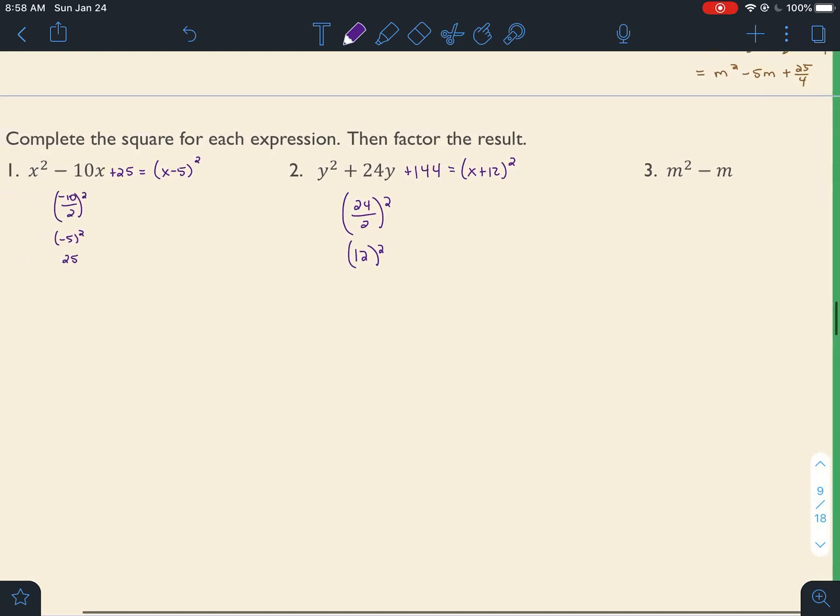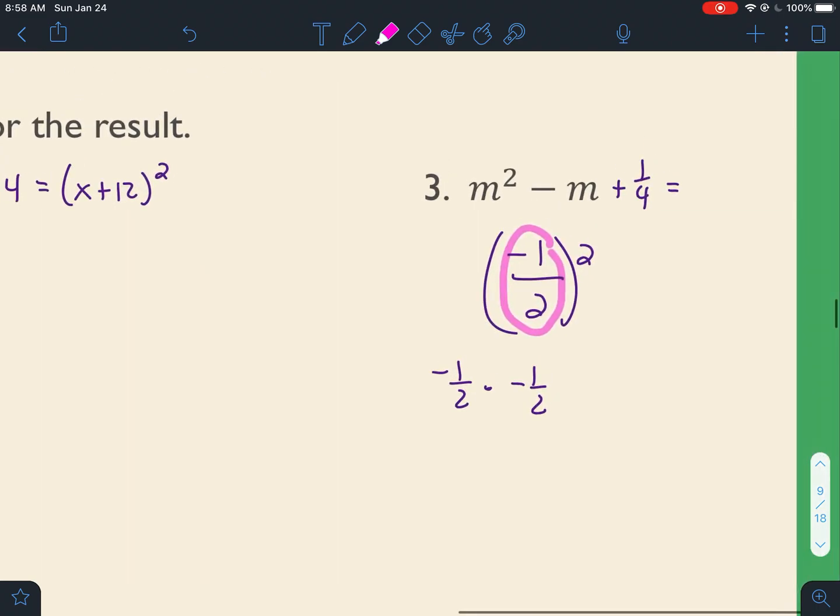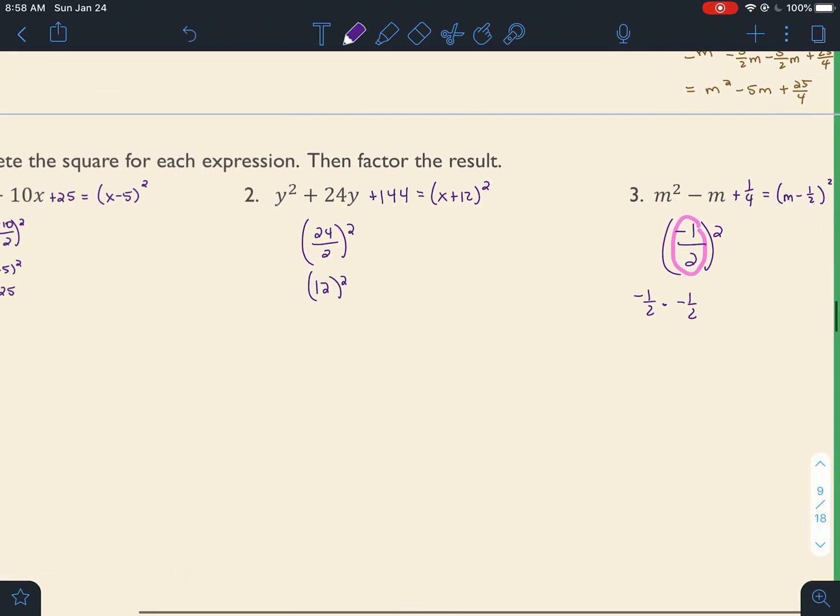And then on that last one, m squared minus 1m, we're going to take negative 1 divided by 2 and square that answer. So negative 1/2 times negative 1/2 is 1/4. So I'm going to add 1/4 to complete the square, but then remember the trick. I'm just going to take that negative 1/2 and it's what's going to go in the parentheses. So it's going to be m minus 1/2 squared when I factor it.